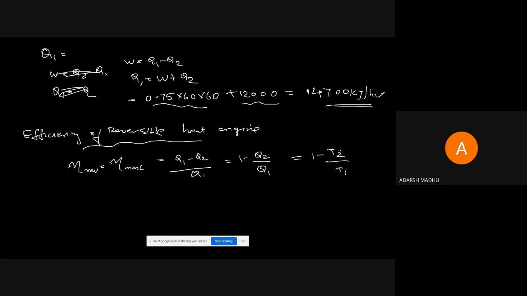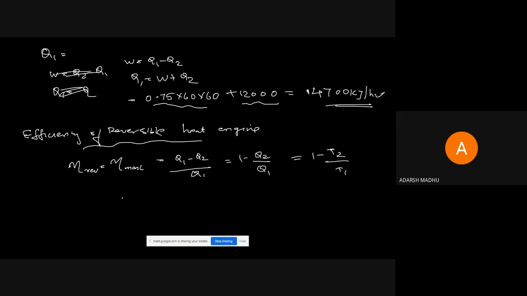So the heat transfer rate Q is directly related to temperature. The efficiency of any reversible heat engine can be related to temperature as 1 minus Q2 by Q1. Directly we can relate Q2 to T2 and Q1 to T1. So we can also write the equation as 1 minus Q2 by Q1, or 1 minus T2 by T1, or T1 minus T2 by T1, right?